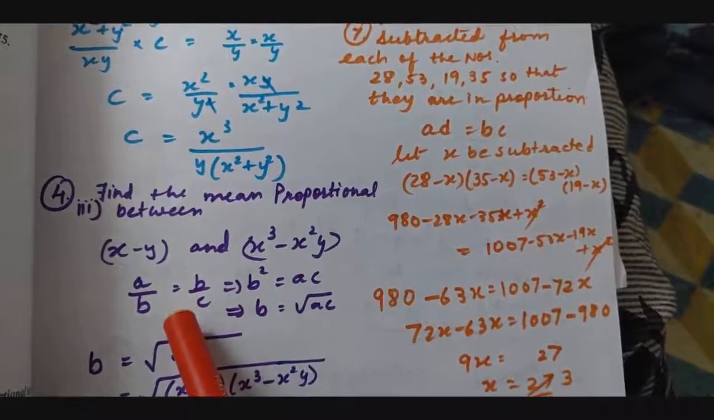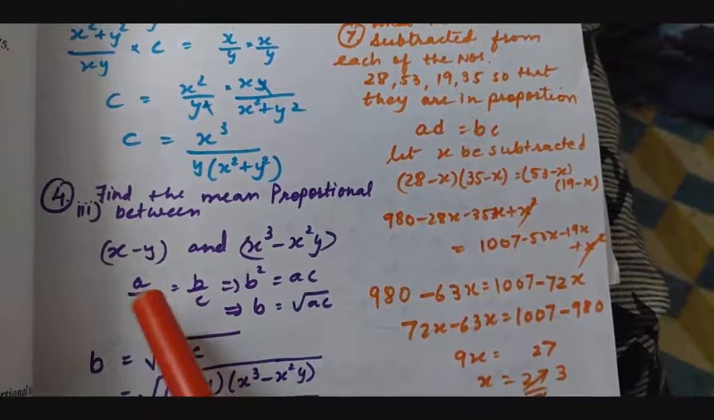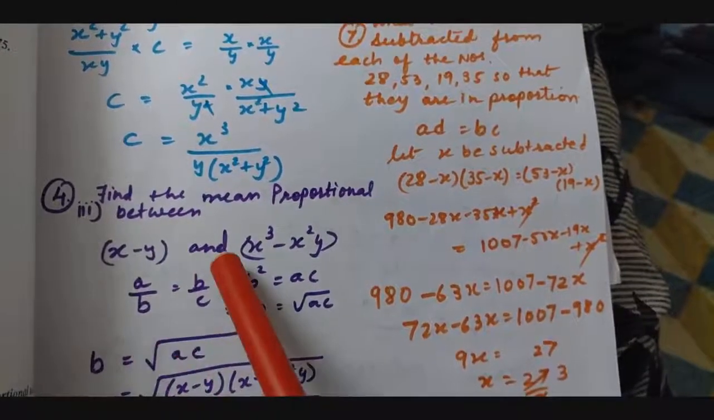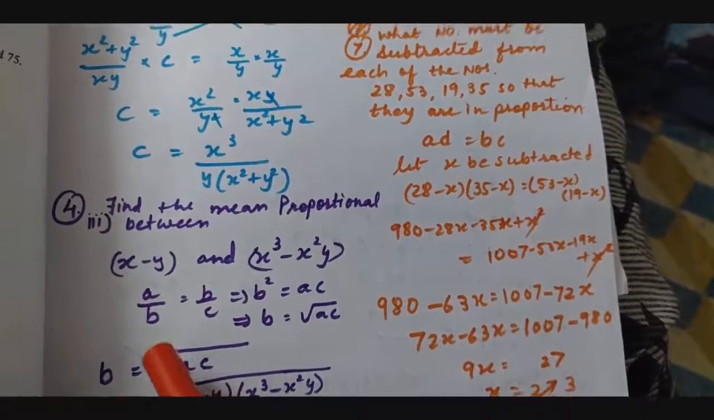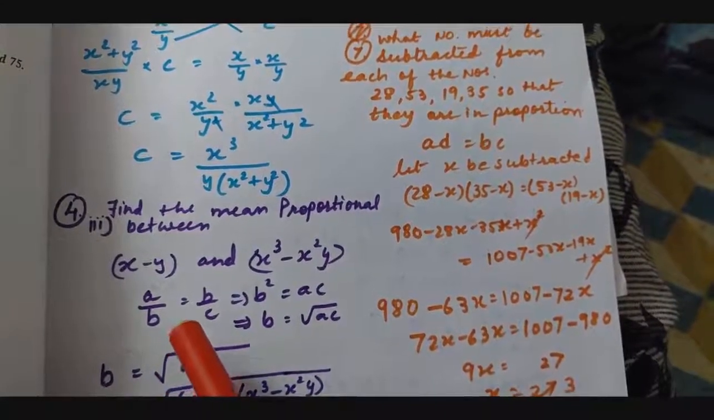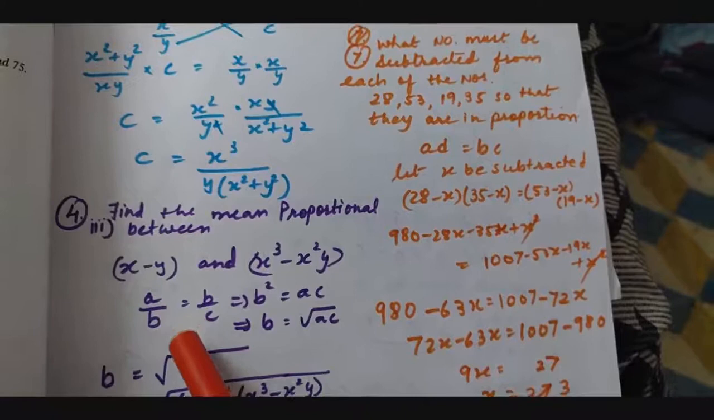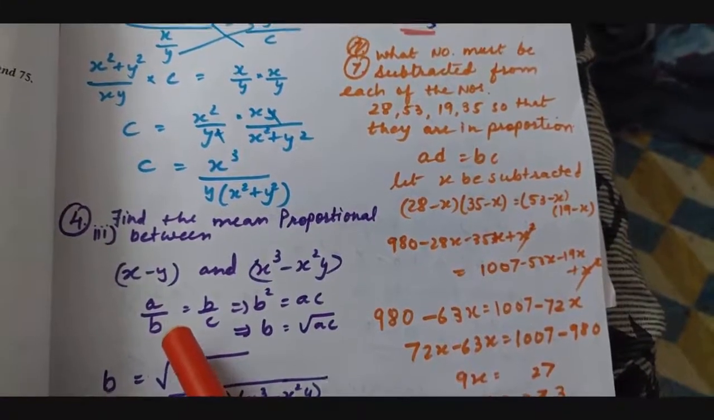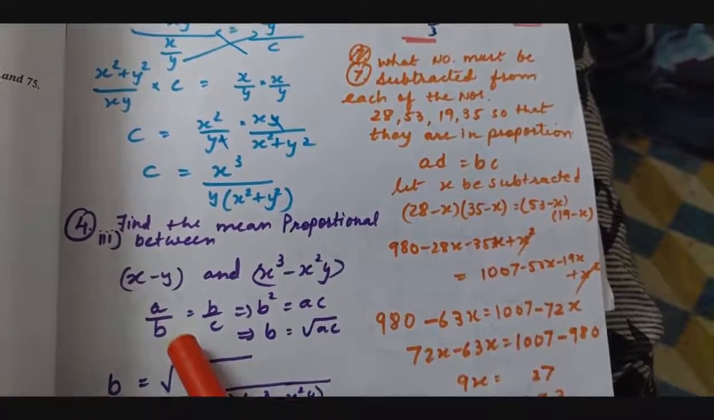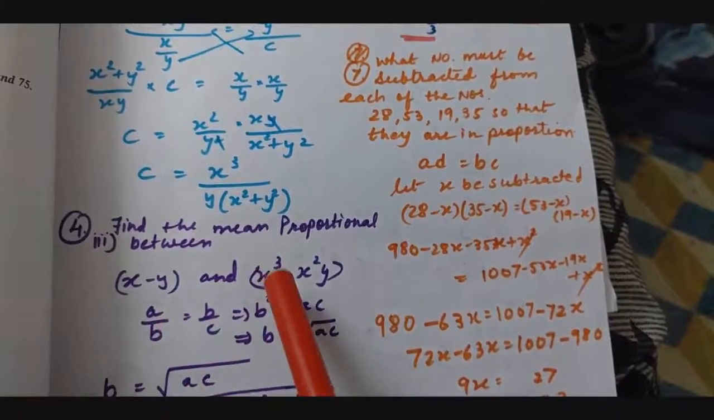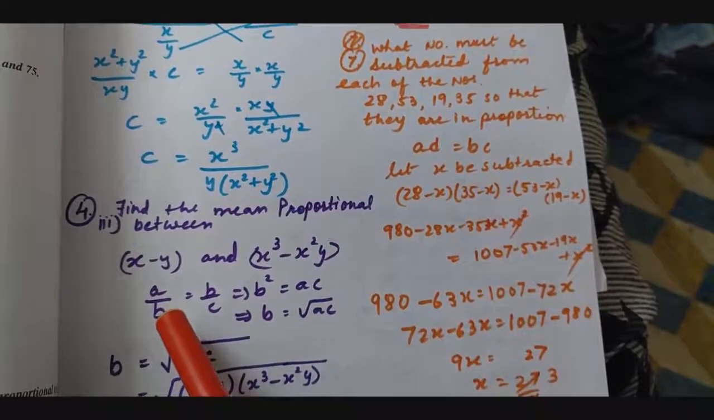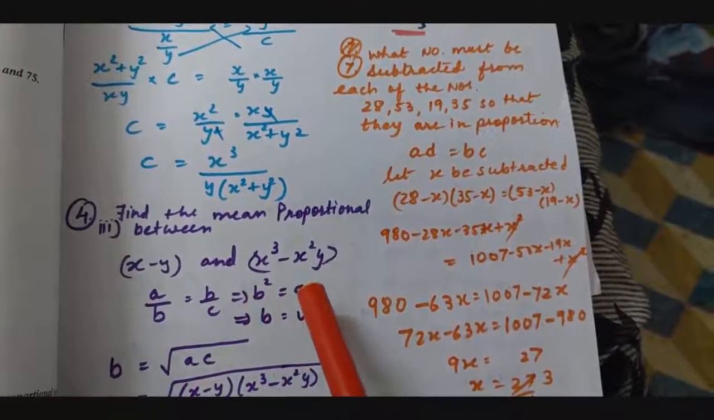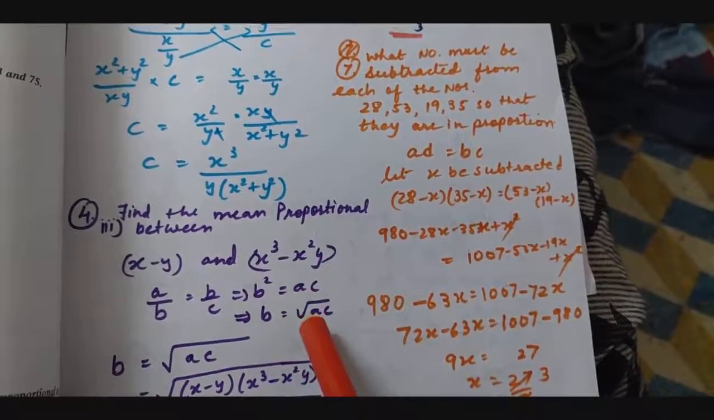So we take continued proportion theory again. A ratio B is equal to B ratio C. You might have a question in your mind that when you have to use continued proportion. So that is very clear: when you are asked to get mean proportional or third proportional and you are given only two terms, you have to use continued proportion. So here I use B square is equal to AC. So B is equal to under root AC.